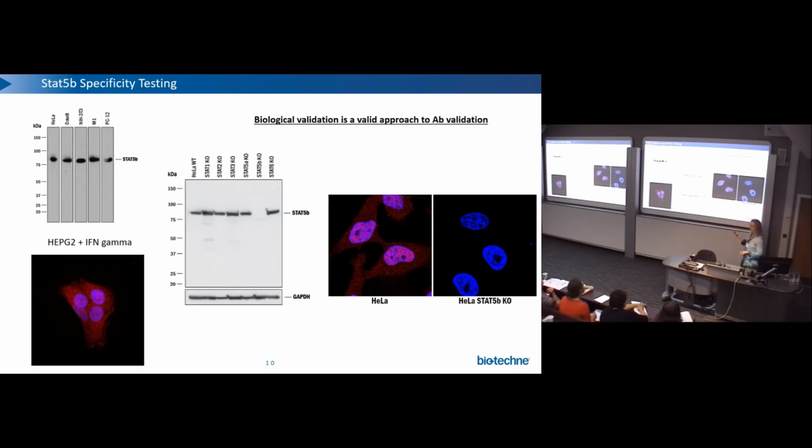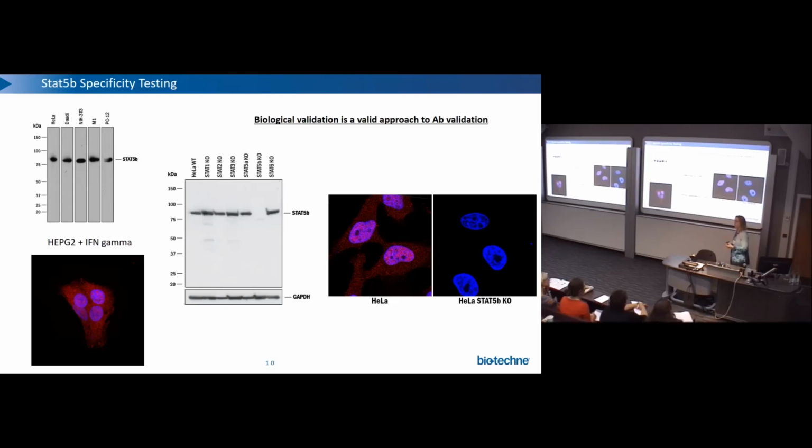We then made a whole panel of the STATs and knocked every single one of them out individually in a cell line, because one of the things that came up during our validation and our testing is whether one of the STATs may be compensating for one of the other ones.